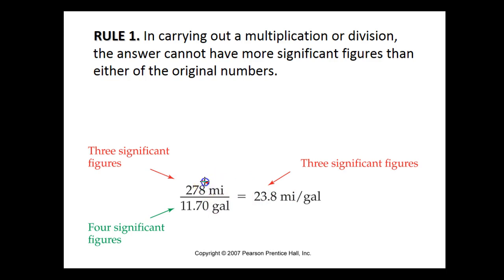However, the original number here has 3 significant figures. This one has 4 significant figures. So you're going to go with the lowest amount of significant figures, which is 3. And that's how many significant figures your answer should have. And you're going to use the rounding rules to determine the last digit.